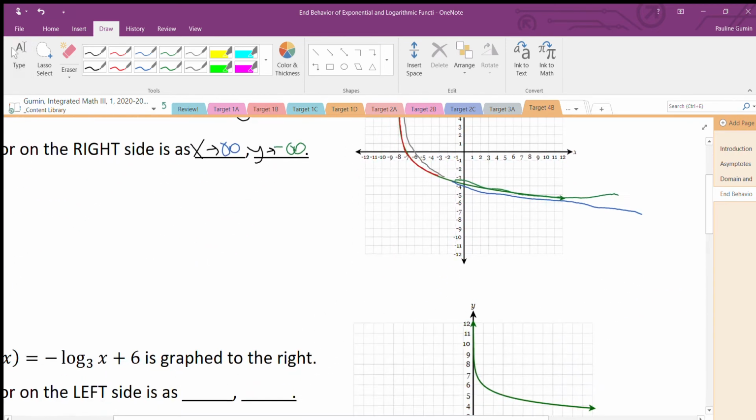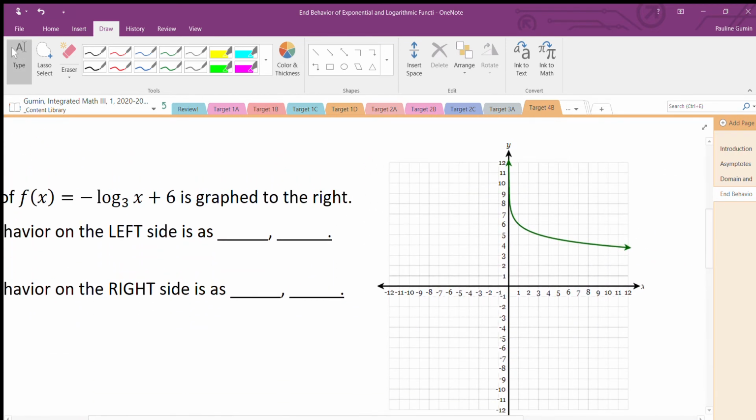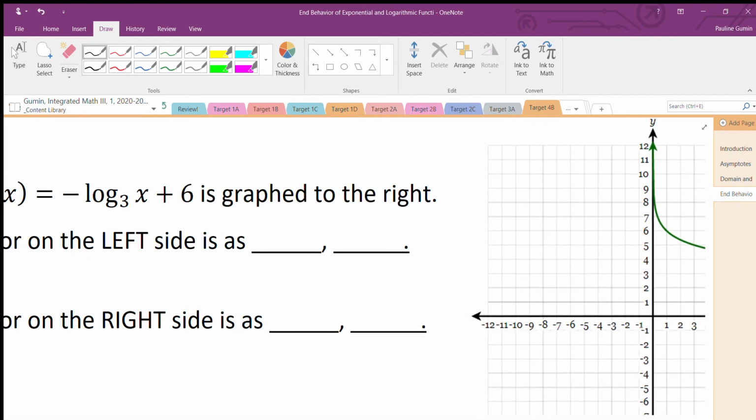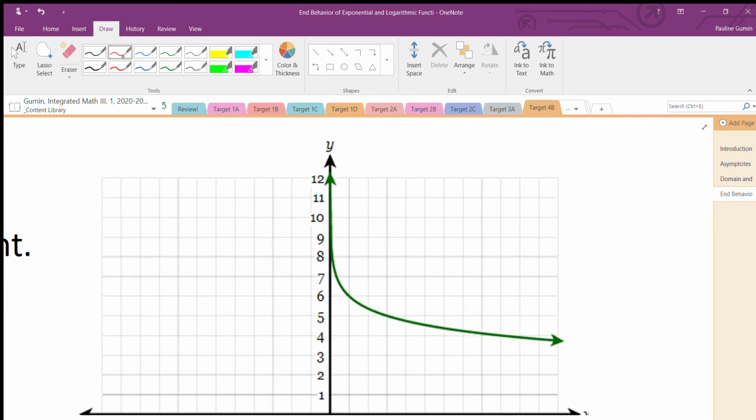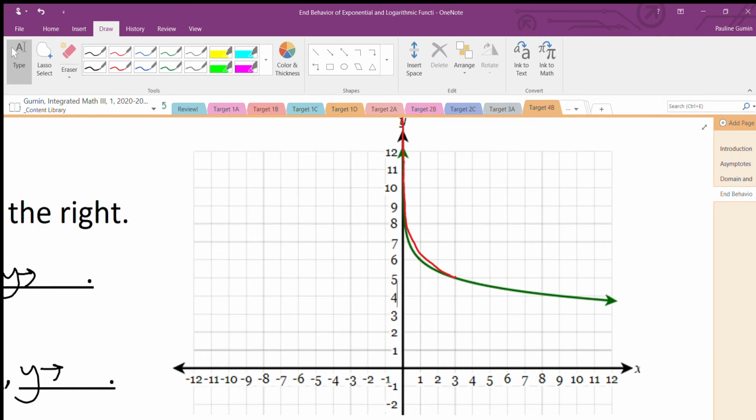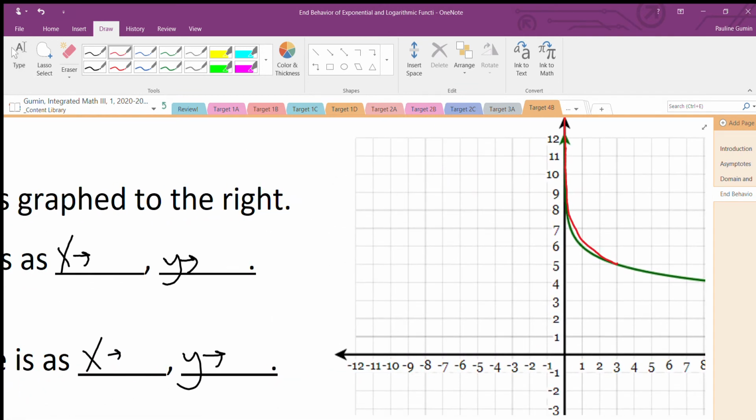Let's try another one. Here's another logarithmic graph, and we're going to be looking at the left and right arms, and we're going to see the behavior of our x's and y's on those arms. Okay, let's check it out. Left arm. I'm going to start right here, and I'm tracing my finger, and it doesn't look like I go any more left than 0. So x's only go as far left as 0.